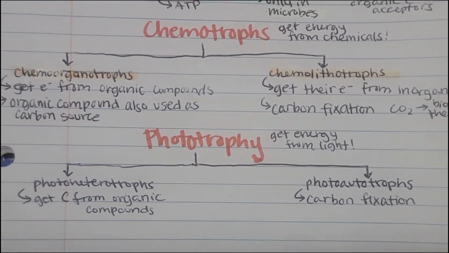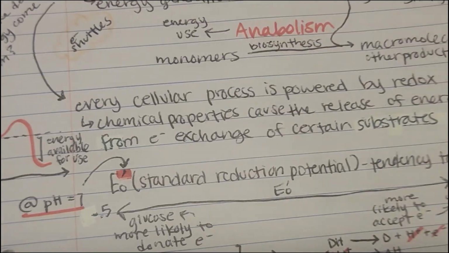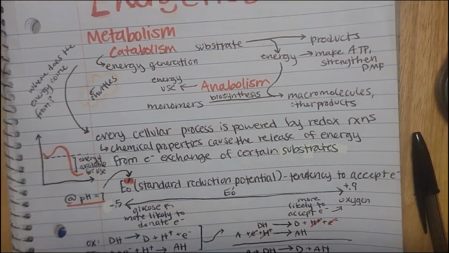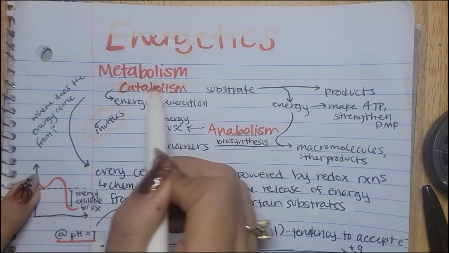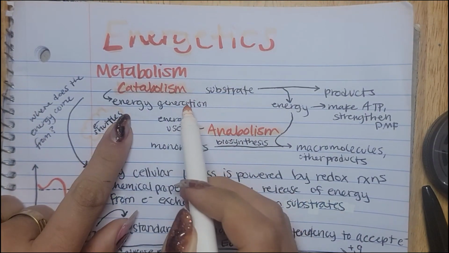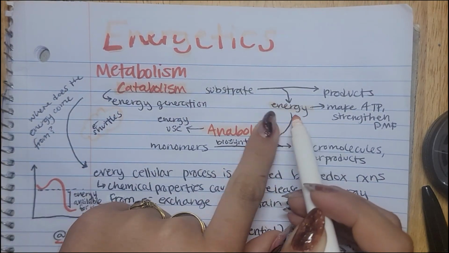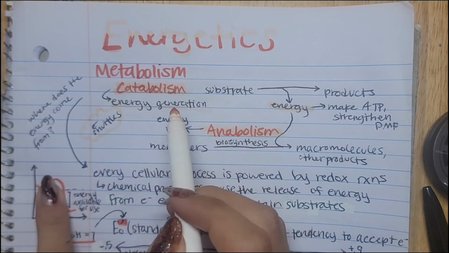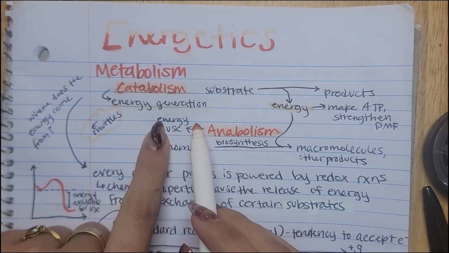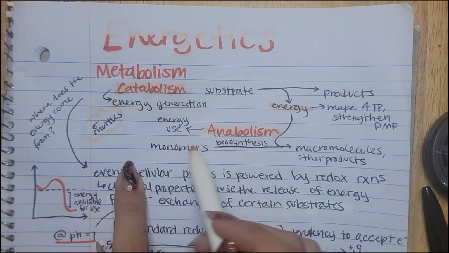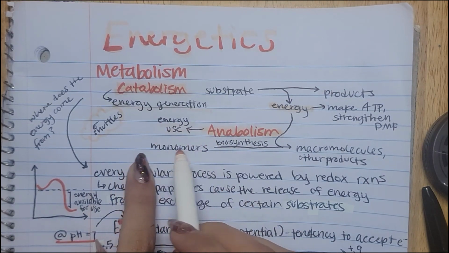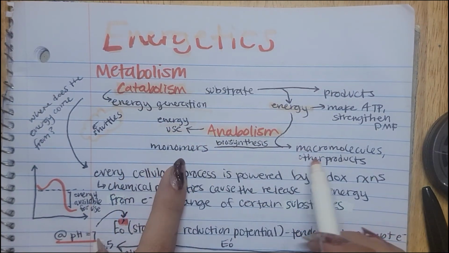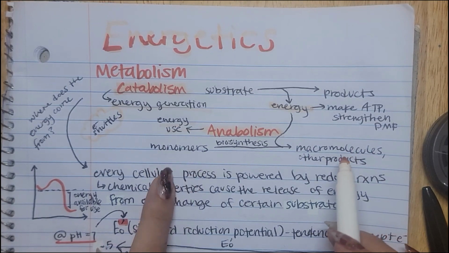Okay, so let's do a review. That's all we have for energetics today. We have our two forms of metabolism, catabolism and anabolism. Catabolism is producing energy by turning substrates into products. This is energy generation. And anabolism is using that energy, as you can see here, energy use, to do biosynthesis, make important compounds for the cell.